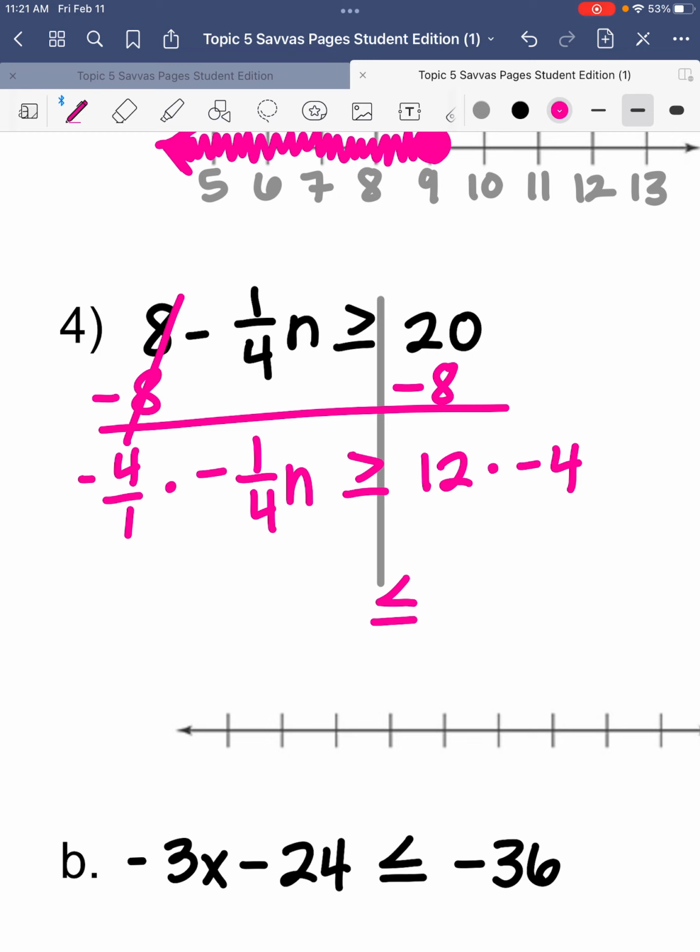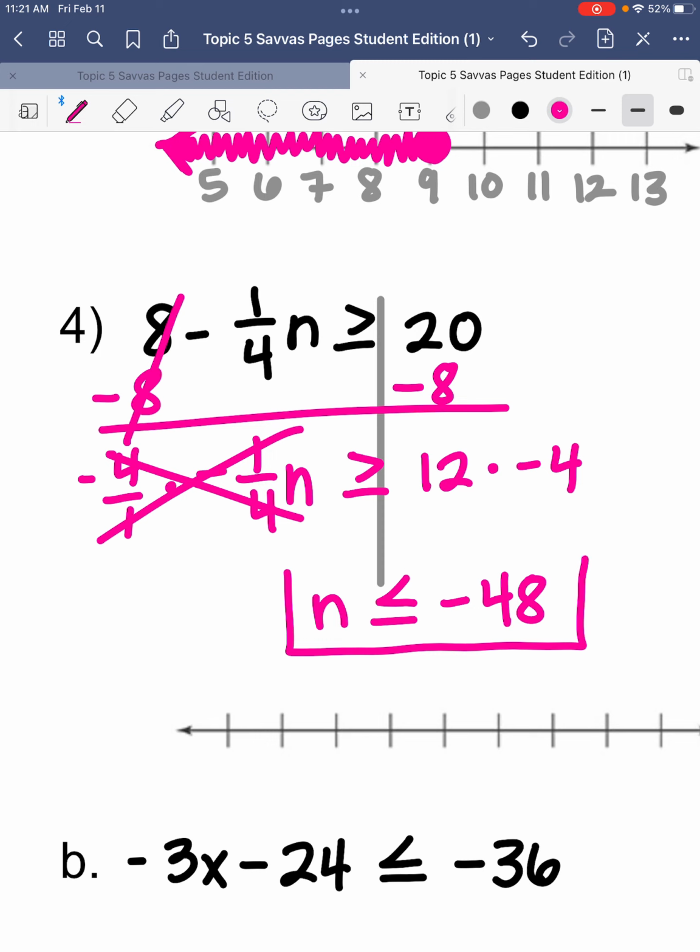On the side with the n, the 1's cancel out, the 4's cancel out, so n is by itself. And on the other side, I have 12 times negative 4, which is negative 48. So n is less than or equal to negative 48. So now we just need to graph that.